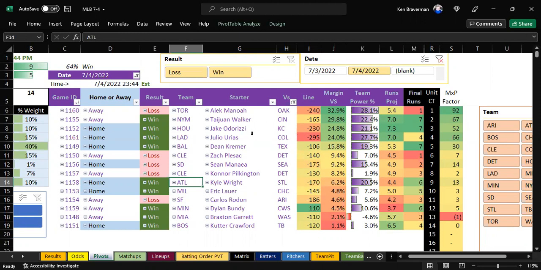So that's the update from July 4th. I hope you had fun July 4th. I think I about broke even because, man, I had so much riding on this Toronto game, but whatever.